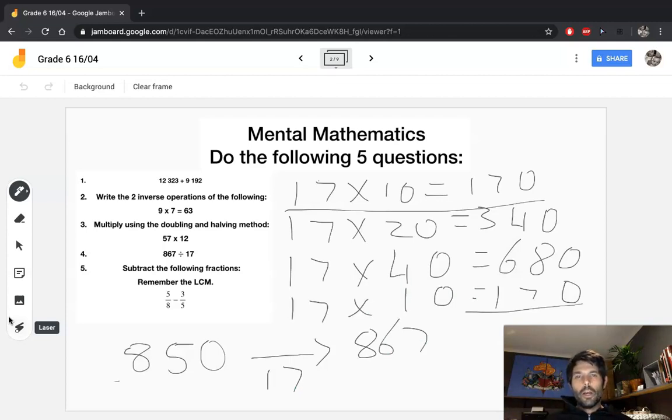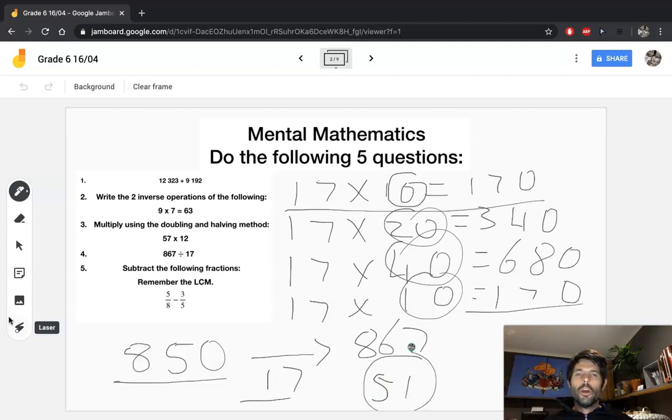All right, so now I've just got to count how many times I multiplied 17 by. I multiplied by 10, 20, 40, and then another 10. Okay, so all in all, I multiplied by 50. Okay, so 50 times 17 is going to give me 850. Then I need to add this additional 17, and my answer is going to be 51.